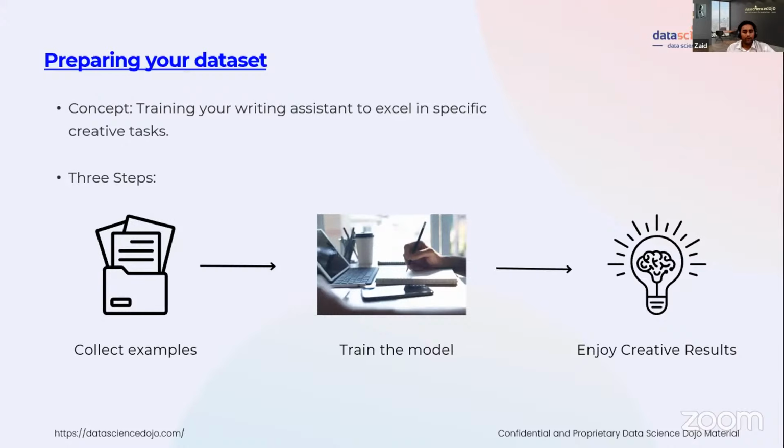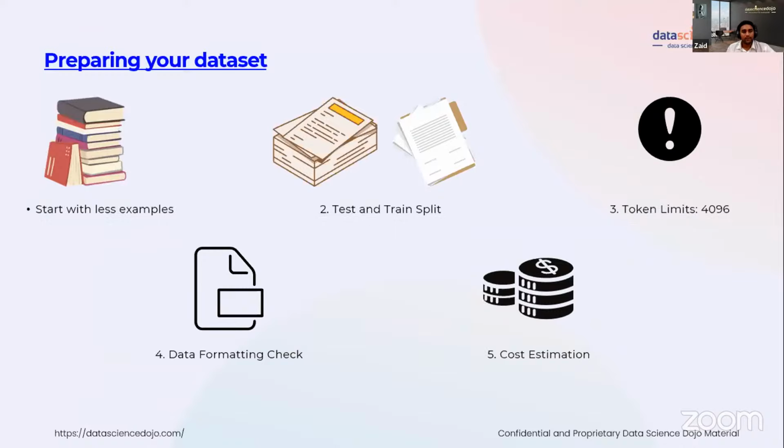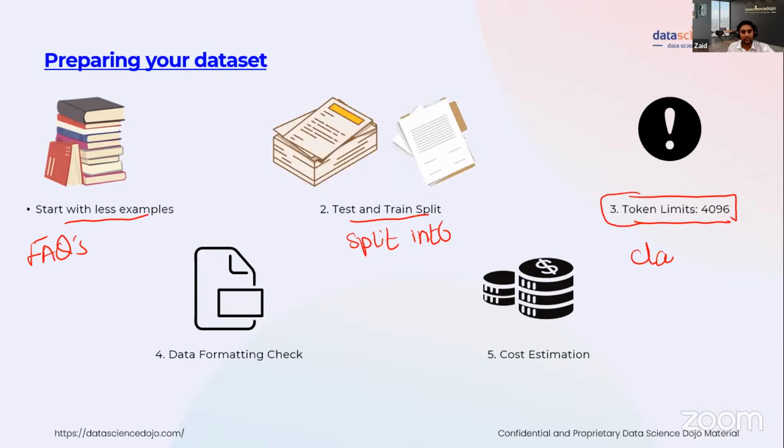Moving forward towards the preparation of the data set, we'll be starting with FAQs, questions and answers. We'll be splitting it into test and train datasets. Then we have to worry about token limits, because every model comes with token limits. Claude 2 has a context window of 100K tokens, and there are other models that can deal with this amount of contextual data.